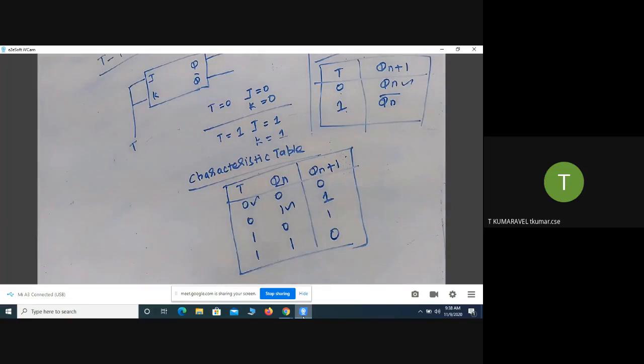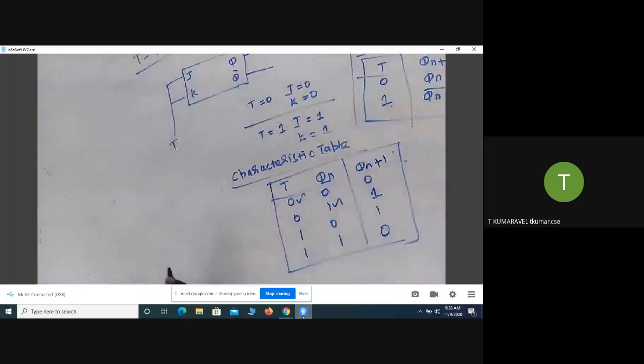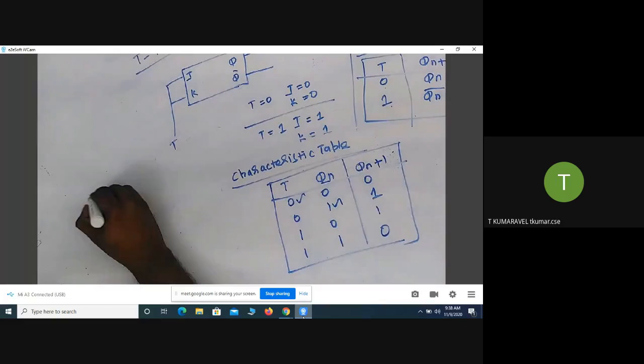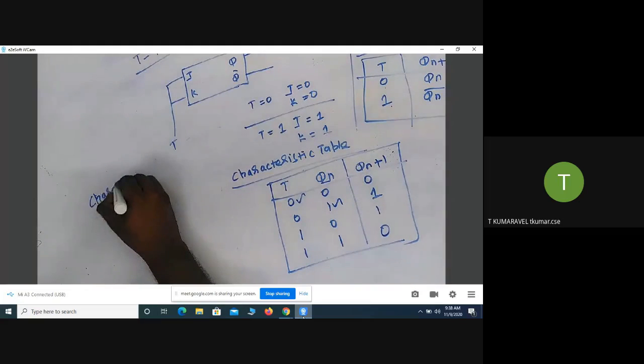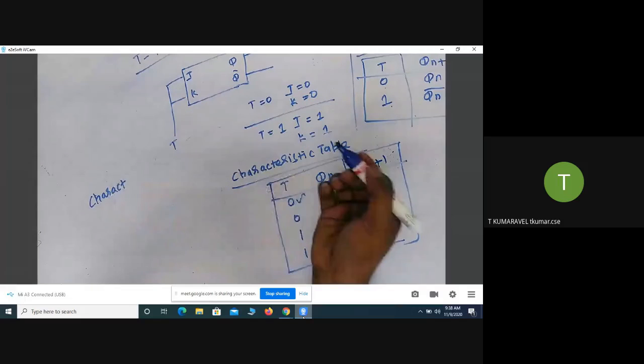Okay. Next, what is the final output? Already I said the characteristic table is called the behavior of the flip flop. Am I correct? So next thing is nothing but the characteristic equation. What is the characteristic equation? The characteristic equation is the behavior of the flip flop represented as a Boolean expression.